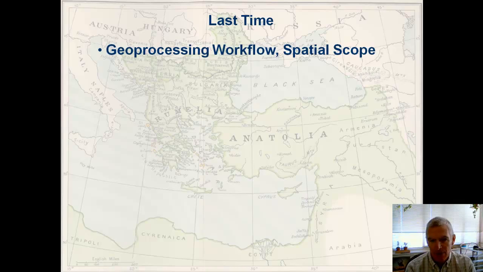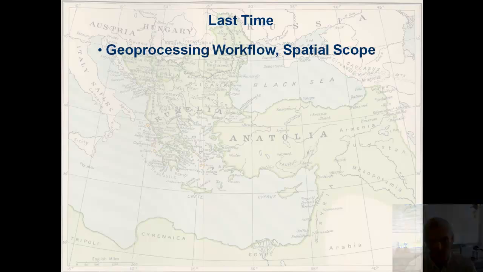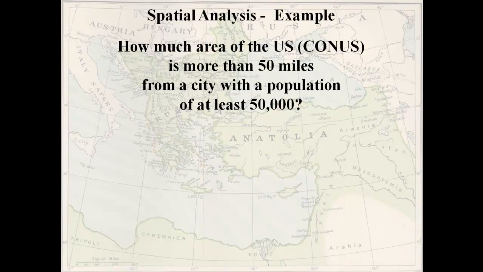Went through a couple of quick examples using the United States and Utah and how those might be considered certain operations, local, neighborhood, and global. Okay, so this time I'm going to do another example, and the question we're trying to answer by this example is how much area of the conterminous United States, or the lower 48, is more than 50 miles from a city with a population of at least 50,000.